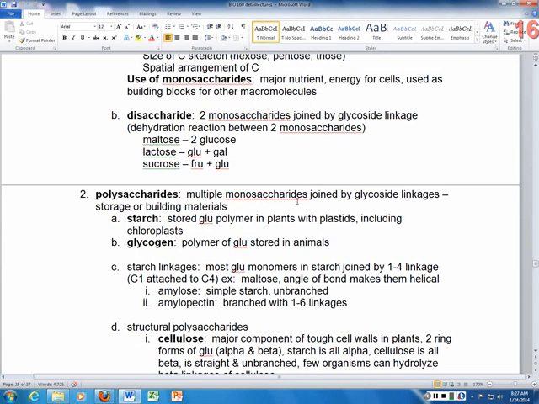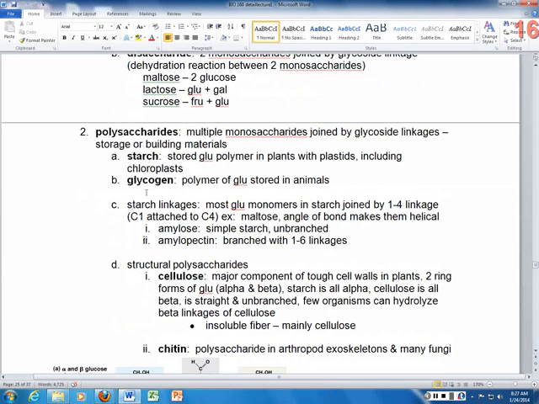So polysaccharides are going to be multiple of these put together in there. And so starch is one example. It's a glucose polymer that you find in plants that have plastids, including the chloroplasts. So any idea of some plants that would be high in starch? Potatoes. Usually if it's got a root that grows in the ground and we eat the root, that's usually going to have a fair amount of starch in it. What's up above the ground will not typically be starch.